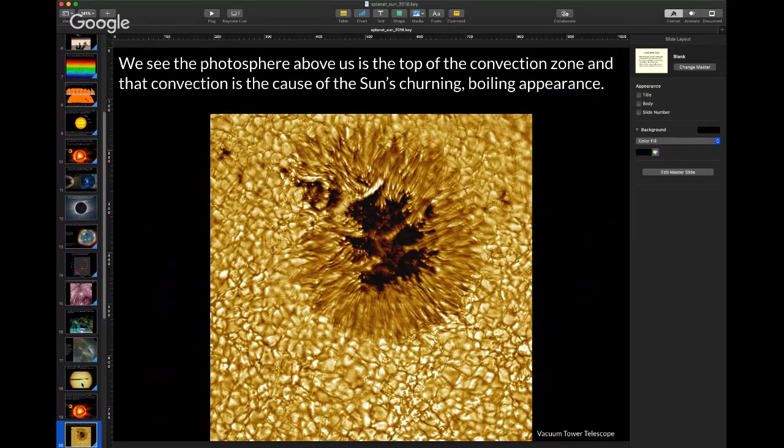This is dynamic, right? Because it's a boiling, churning, convective pot of gas as it goes through. So this is how the sun moves energy in its outer layers, is through the convection zone.